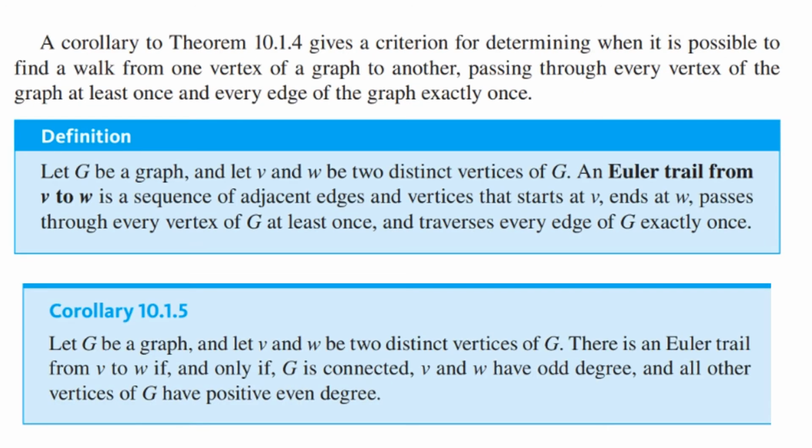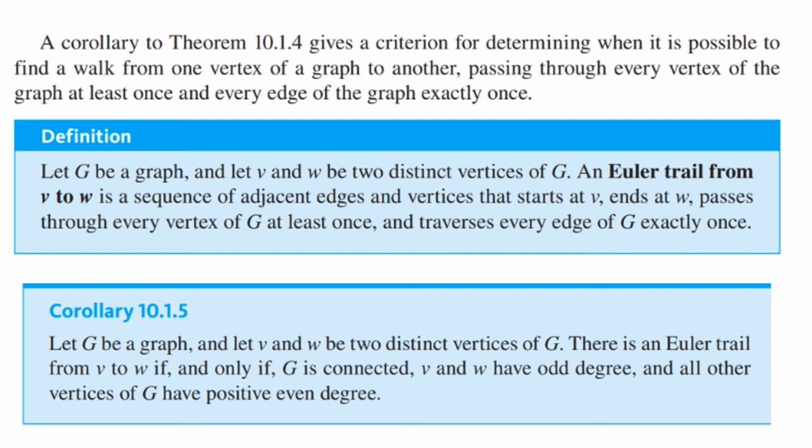There's a corollary to this that gives a criterion for determining when it is possible to find what we call a walk from one vertex of a graph to another, passing through every vertex of the graph at least once and every edge of the graph exactly once. And we have a definition for that before we state the corollary.